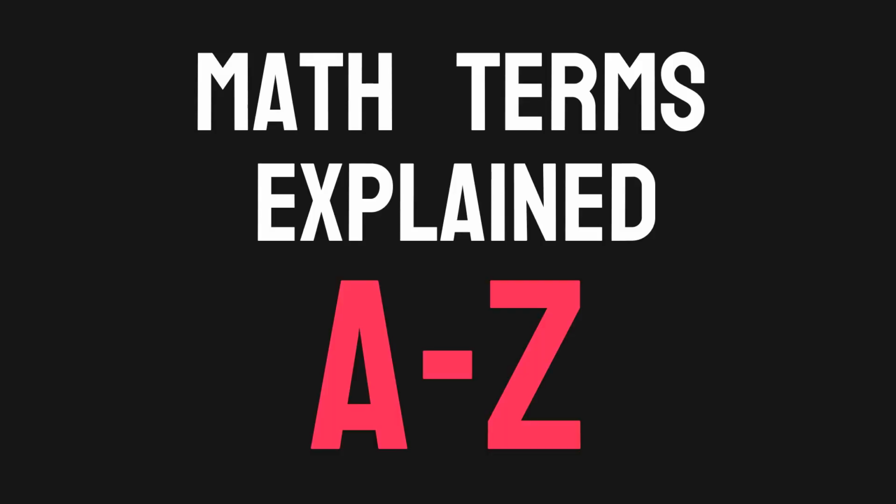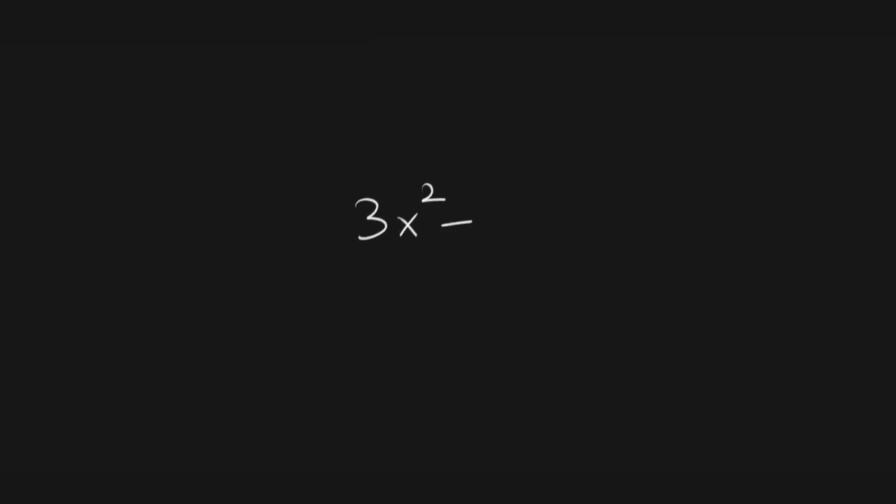Math terms explained from A to Z. A is for alternating series. Alternating series is a kind of series whose terms alternate between positive and negative terms. B is for binomial. Binomial is a polynomial with two terms, like 3 times x squared plus 1.